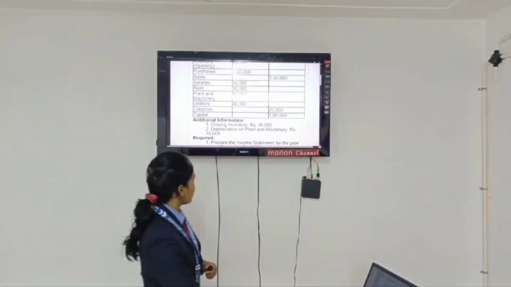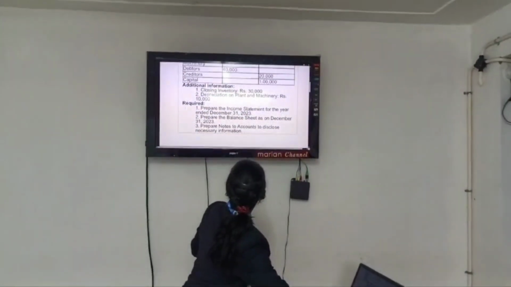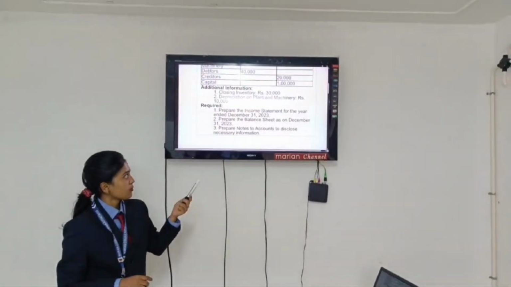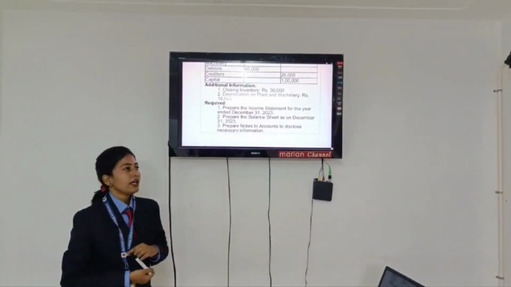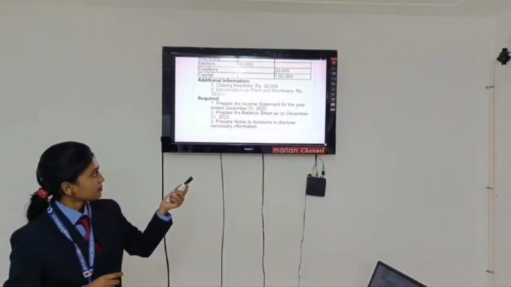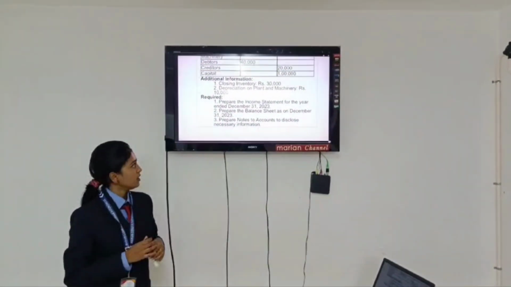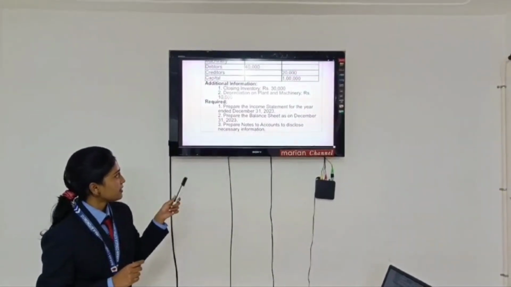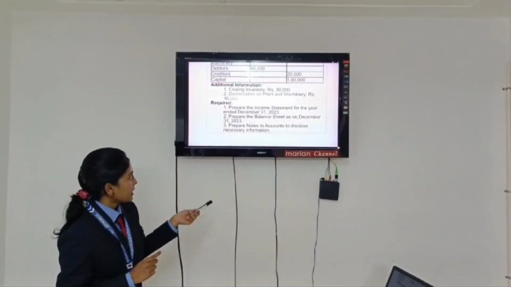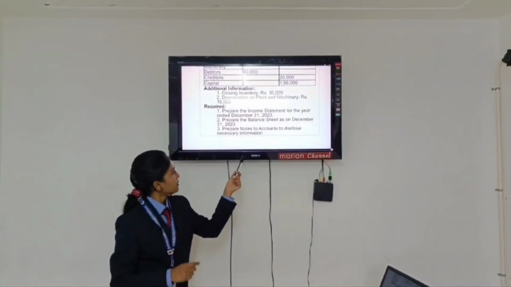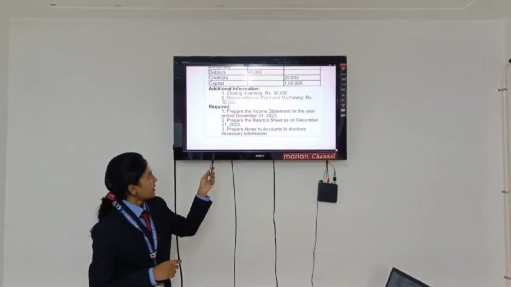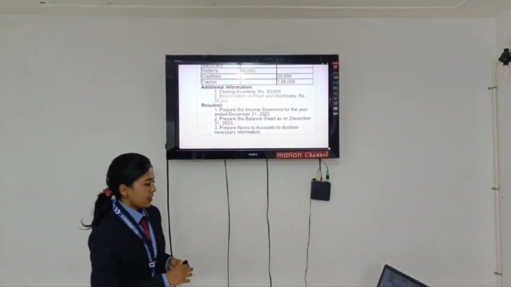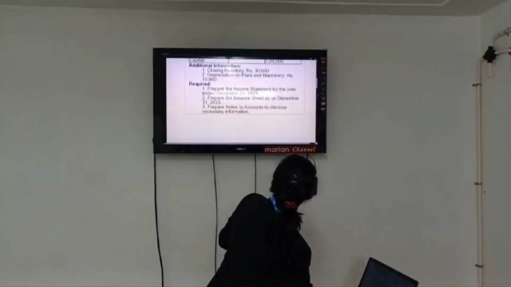They give us some additional information: closing inventory cost is 30,000 and depreciation on plant and machinery is 10,000. Their requirements are to prepare an income statement for the year ended 31st December 2023, prepare the balance sheet as on 31st December 2023, and prepare notes to accounts to disclose the necessary information. These are the components of our financial statements. So let's get started.